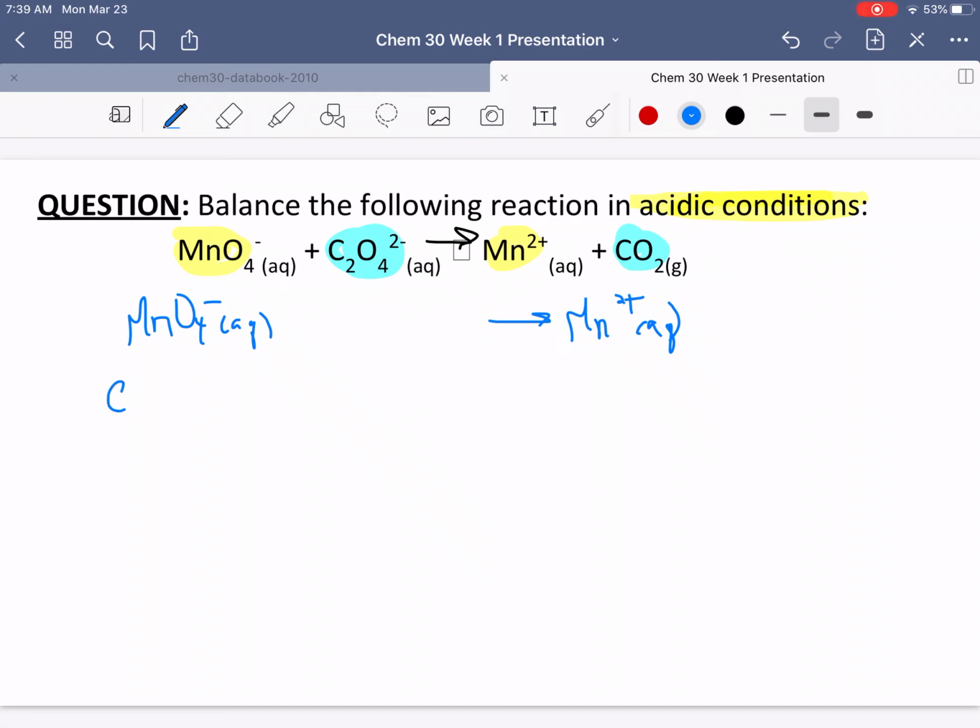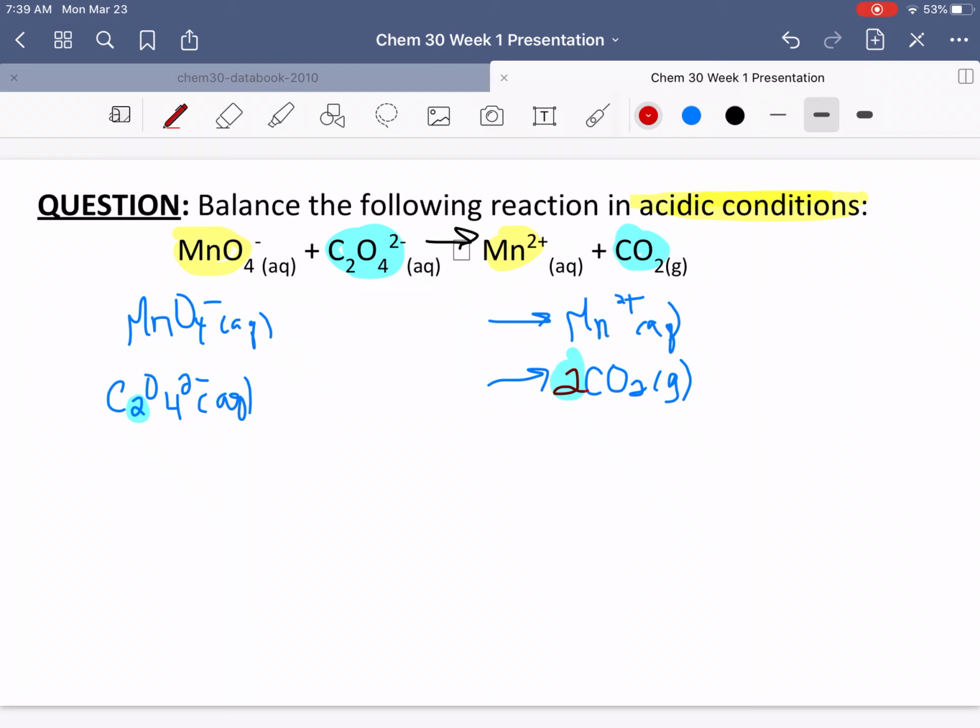Second half reaction. C2O4 2 negative aqueous is going to produce carbon dioxide gas. Step 1's complete. Balance anything that is not oxygen, not hydrogen. In this case, carbon needs to be done. So I've got 2 carbons being reacted, which means I'm going to have to produce 2 carbons on this side. If 2 go in, 2 have to come out. Keep going. Non-oxygen, non-hydrogen is done. Move on to oxygen.